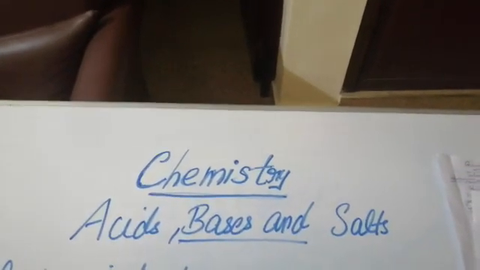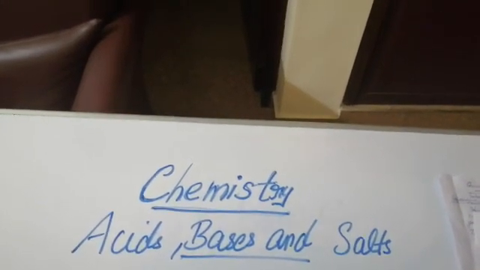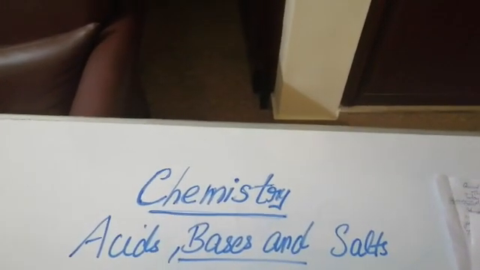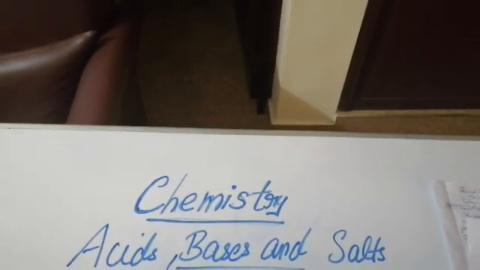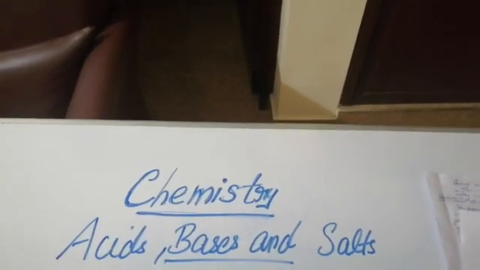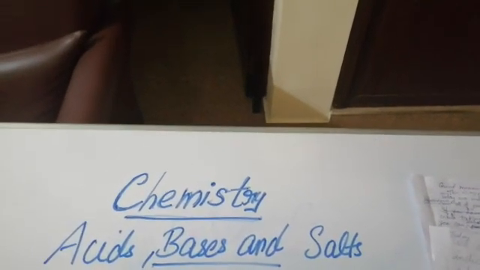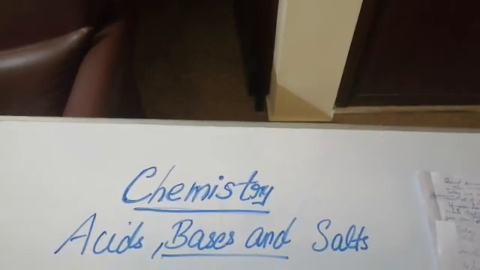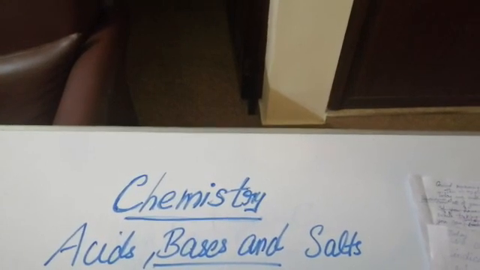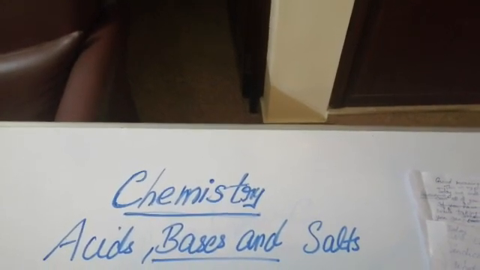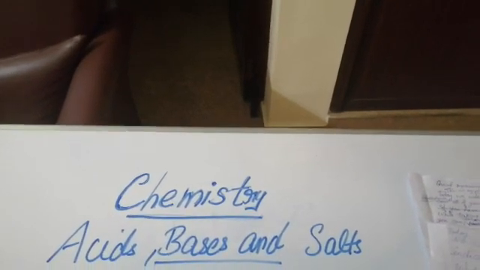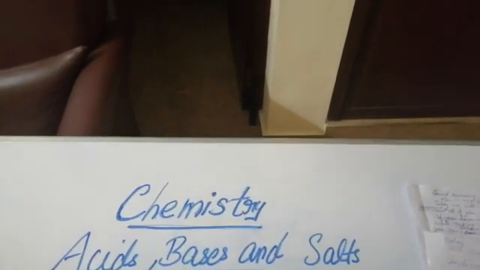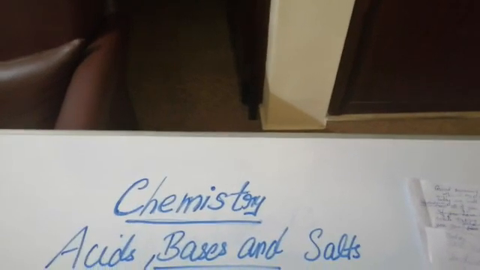What is an indicator? Indicators are the substances which indicate the presence of acids and bases. As you know, there are two types of indicators, natural and synthetic indicators, and they change their color in acid and base. So today we will study about another type of indicator.